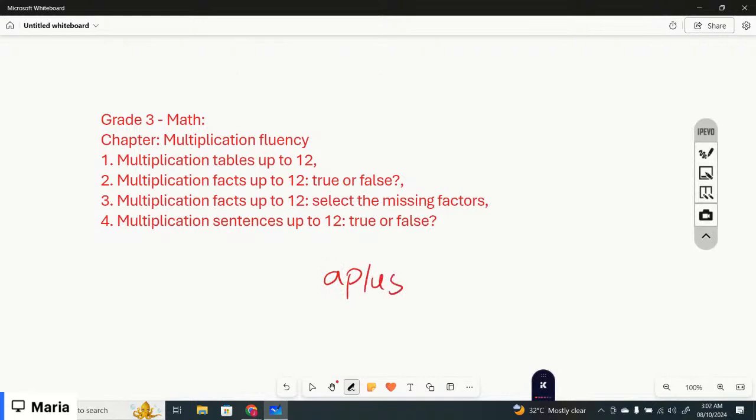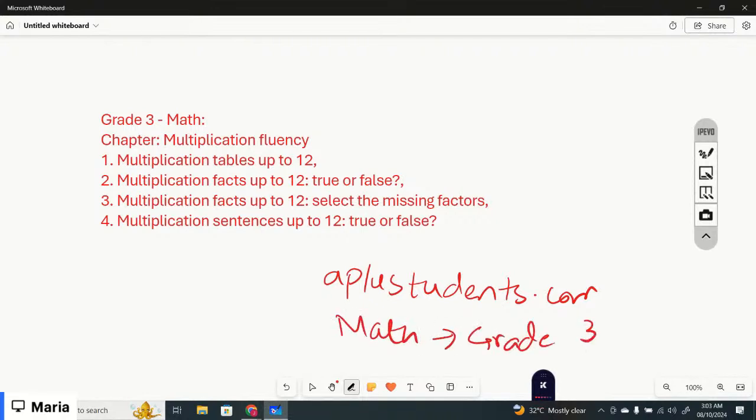You can find all the lessons on aplusstudents.com. You have to log in there using your email address and password as provided by the administrator. Then you have to select math from the subject tab. Scroll down to grade 3 math and then click on view all lessons. There you can find a list of the chapters.